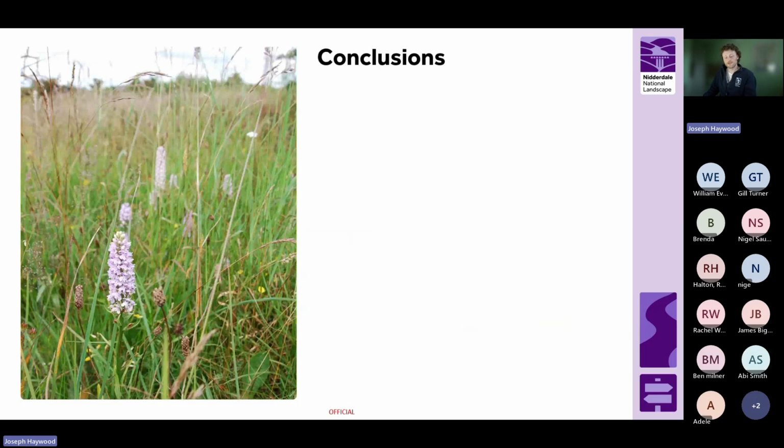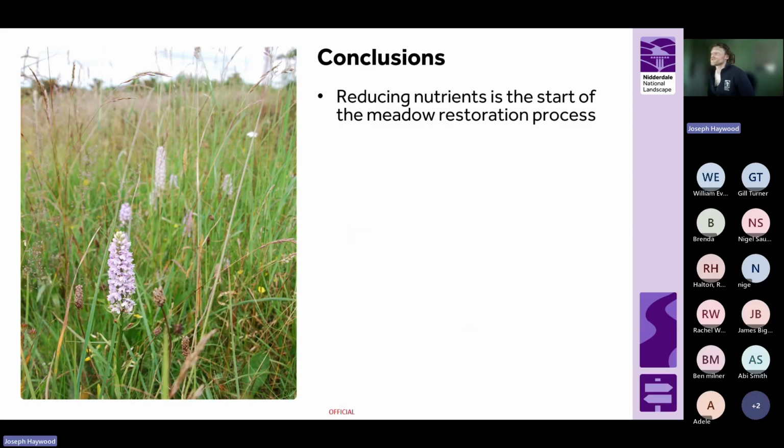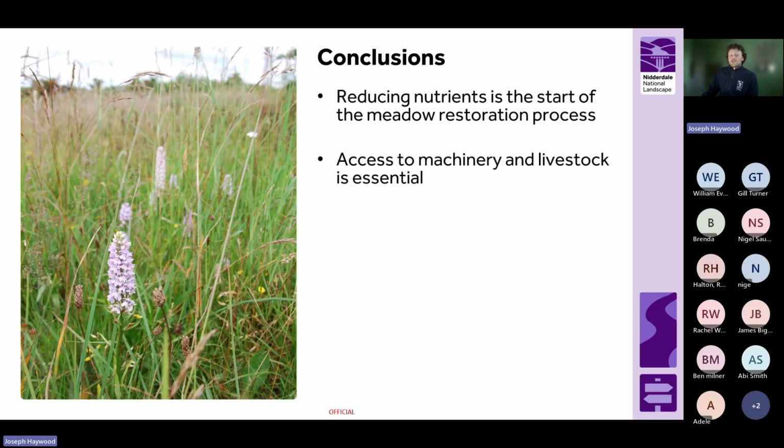So in conclusion, and we've got about 10 minutes for questions after this, reducing nutrients is the very initial step. And if you've got high nutrients, there's no point trying to sow seeds. If you've got the time and the patience, reduce the nutrient levels. If not, you might want to just go plant some trees or an orchard, something like that, which have got biodiversity value in themselves. It's important to be able to have access to livestock and machinery. So whether it's your own or a neighbour's, you need to be able to access it.